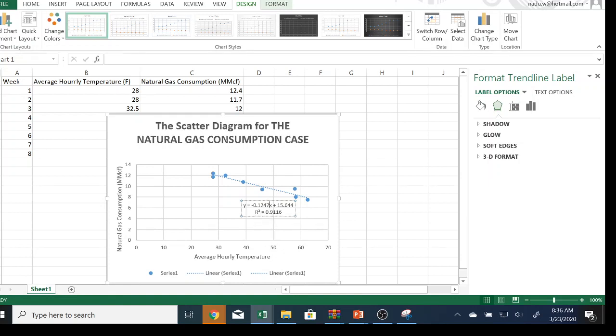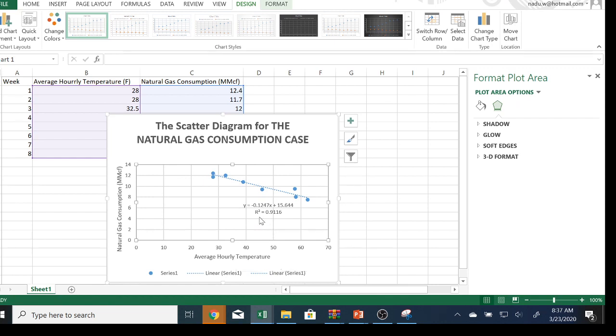And what is meant by r squared value? We call this r squared value the coefficient of determination. What is meant by coefficient of determination is to which extent the variation of the y variable is explained through the x variable. There would be other independent variables explaining the same y variable, but here we have looked at only the average hourly temperature.